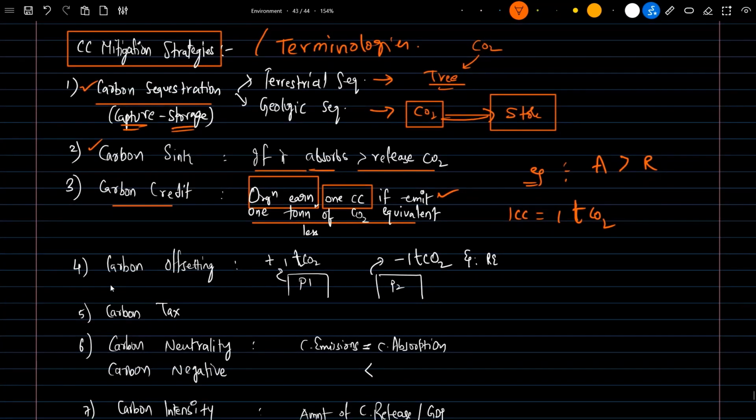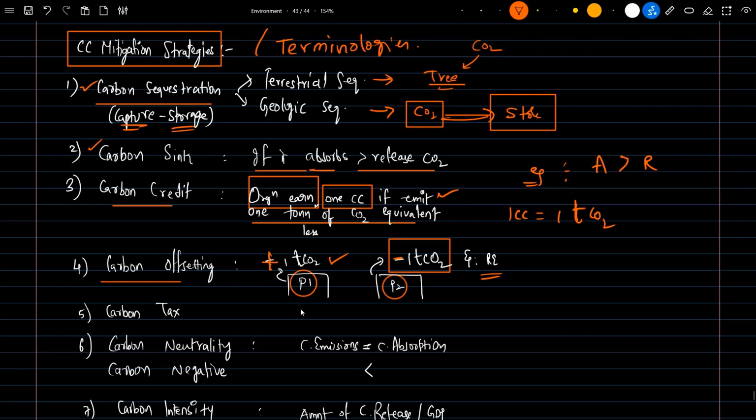Next, what is carbon offsetting? Let's say we take place one. Place one releases 1 ton of CO2, so plus 1 ton of CO2. And let's say there is another place which avoids releasing 1 ton of CO2, so minus 1 ton CO2. It avoids releasing 1 ton of CO2 simply by installing solar power plants, so renewable energy. By investments in renewable energy, it can decrease the amount of CO2 that it can emit. So this is called offsetting.